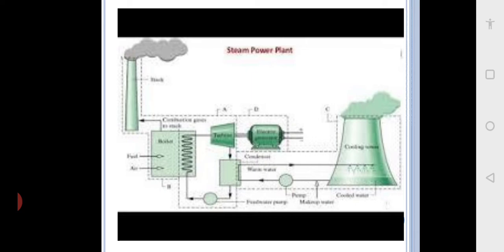One is the boiler where heat is added to the water to convert it to steam. Second is the turbine where the steam is expanded to do the mechanical work which produces electricity, like rotating the alternator generator. The exhaust stream is condensed in a condenser, and there is a pump which will pressurize the water and send it back to the boiler.